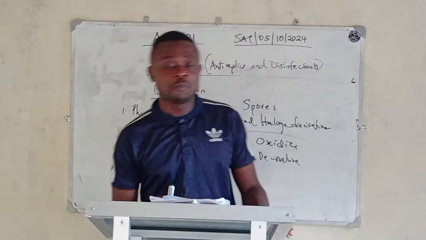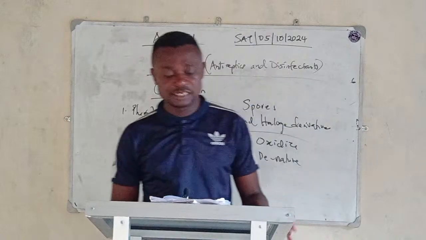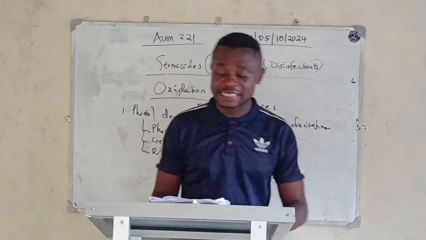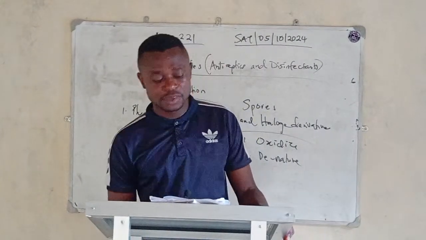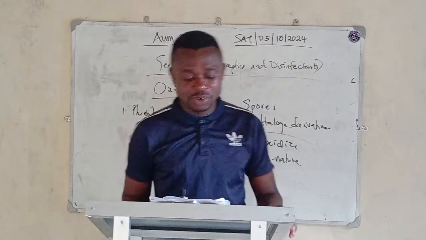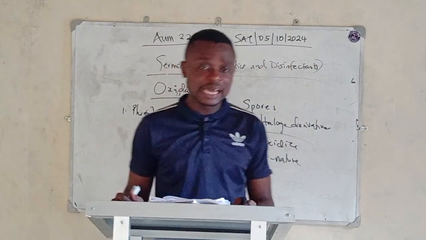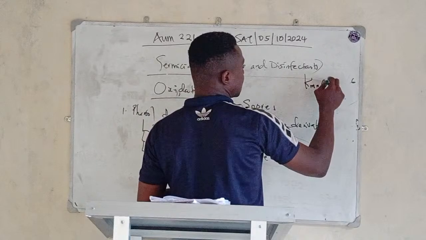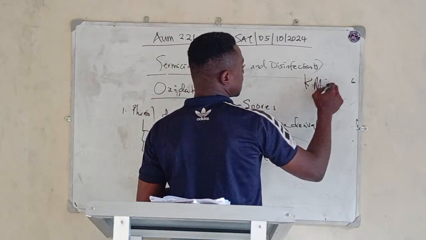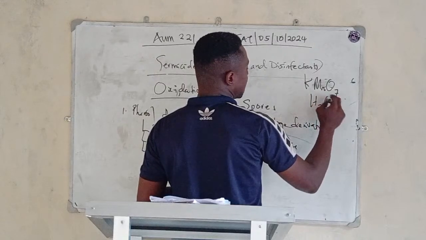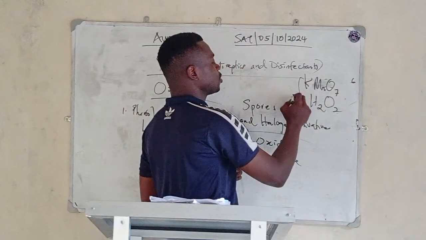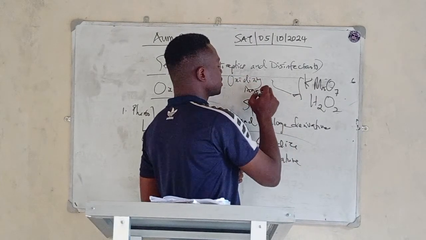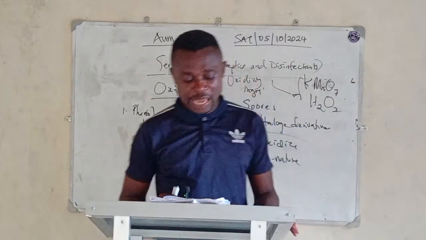Now, number two class, we have oxidizing agents. Under oxidizing agents, we see things like potassium permanganate and hydrogen peroxide. Potassium permanganate, hydrogen peroxide. These are oxidizing agents.